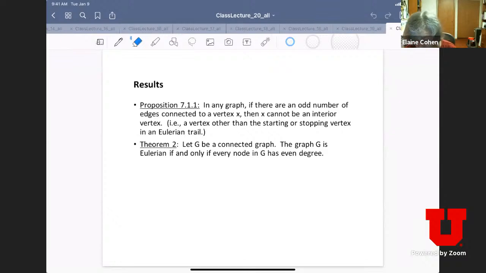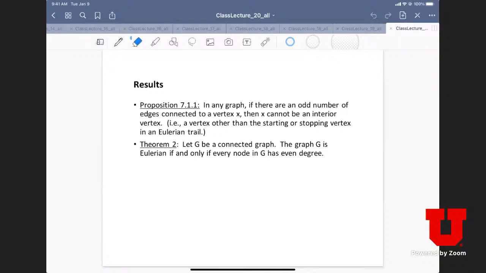And then we have theorem 2. Let G be a connected graph. The graph G is Eulerian if and only if every node in G has even degree. Now, that doesn't tell you how to find a trail, a circuit. It just tells you that if there are any vertices in the graph that have odd degree, it can't be Eulerian. Okay?